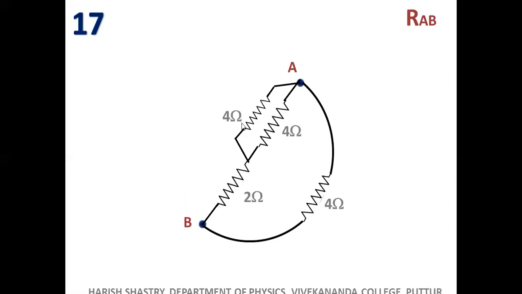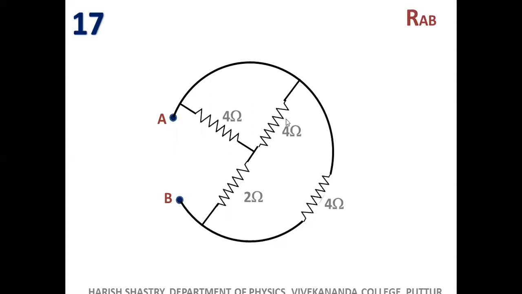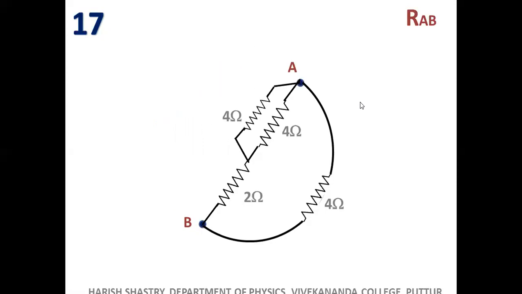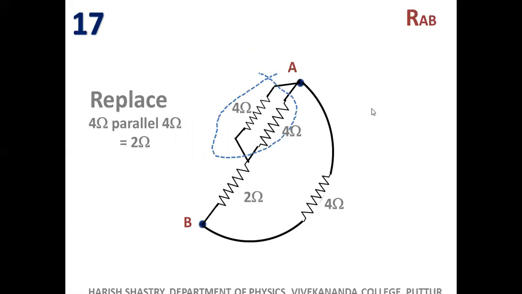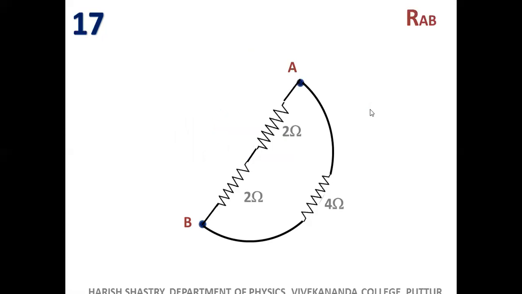Yes. Now 4 and 4 are parallel. Can you see that 4 and 4 are parallel? One point of this 4 ohms is connected here. 2 points are made common here. So they should be parallel. What is 4 parallel 4? 4 into 4 by 4 plus 4. You can do that calculation also. 4 into 4 is 16. 4 plus 4 is 8. 16 by 8 is 2 ohm. So 4 parallel 4 is 2 ohm. Replace it by 2 ohm.